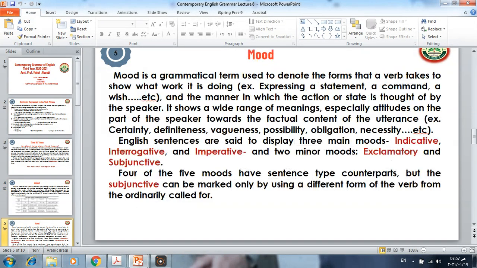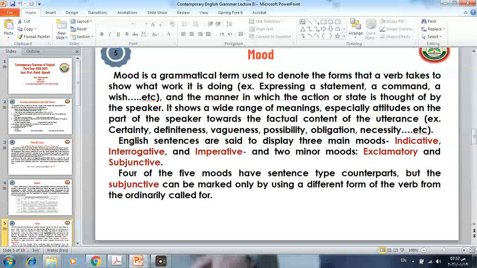Now let's move on to speak about mood. Mood is a grammatical term used to denote the forms that a verb takes to show what work it is doing: expressing a statement, expressing a command, or expressing a wish, etc. So the meanings are not confined to these ones.